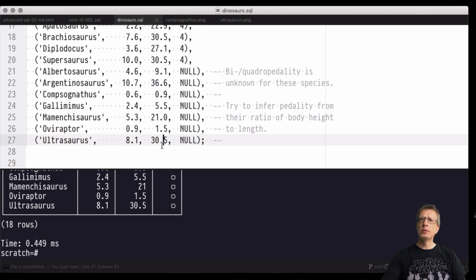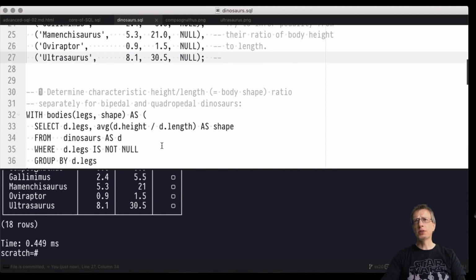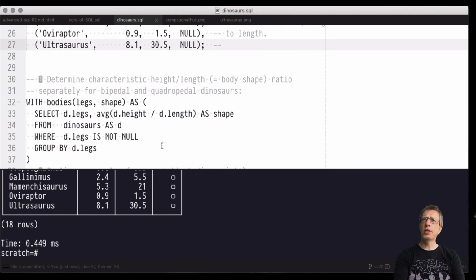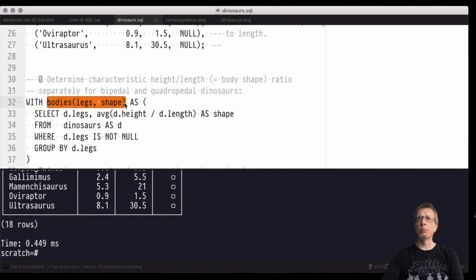So the bodies query, you have seen that on the slide. I've already formulated that using a with clause. So I prepared a common table expression here already. And that's for a good reason, because calculating the typical body shapes for the two and four-legged animals is only part of the job. It's an isolated, well-defined part of the job that we can do here and now, and then later rely on the temporary intermediate result that we've already computed, namely table bodies of two columns, legs and shape.